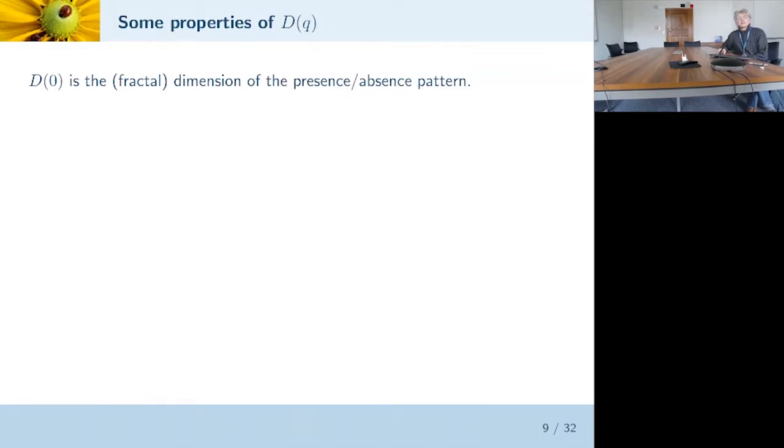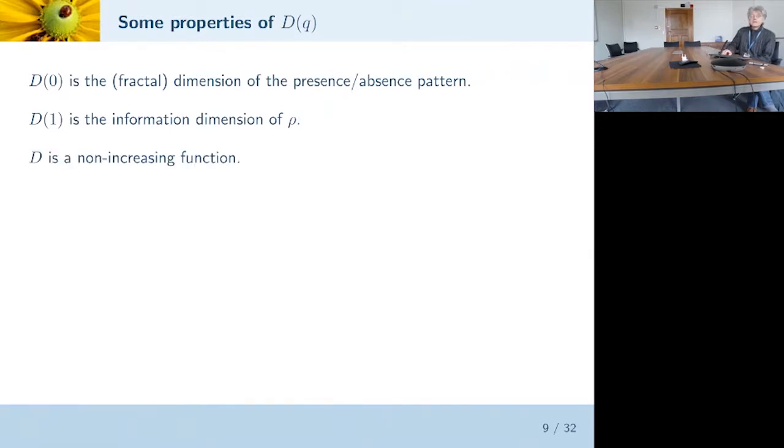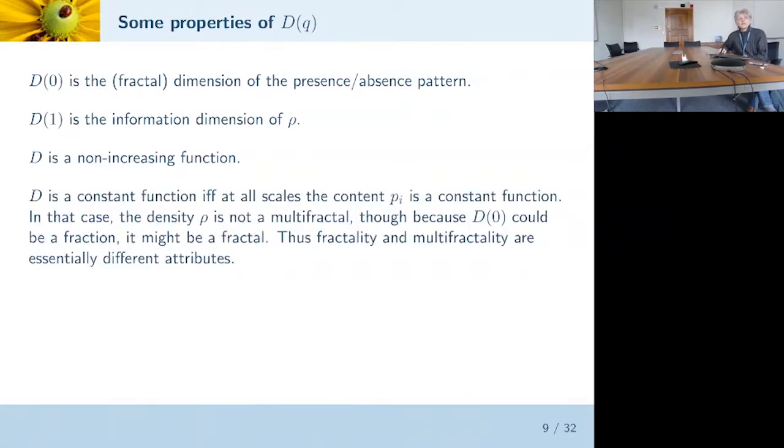Okay, so this Renyi dimensions D of q is an interesting object. When we take q equals naught, then D of naught is the fractal dimension, or the possibly fractal dimension. If it's, for instance, just a solid square, then D of naught is 2. And D of 1 is the information dimension, the Shannon information, also of rho. D is a non-increasing function. And D is a constant function if and only if at all scales the content p sub i is itself a constant function. In that case, the density is not a multifractal.